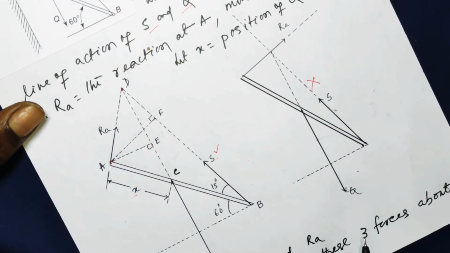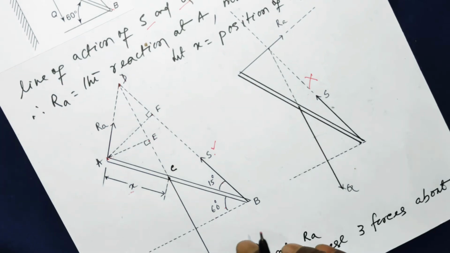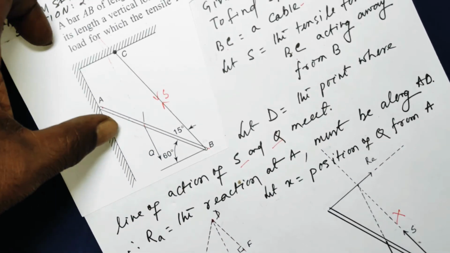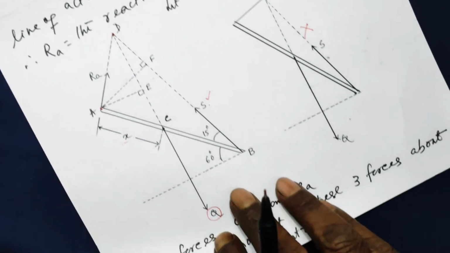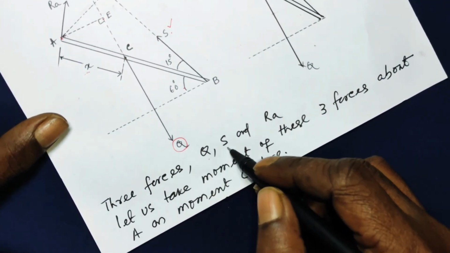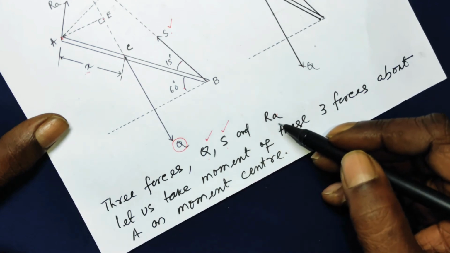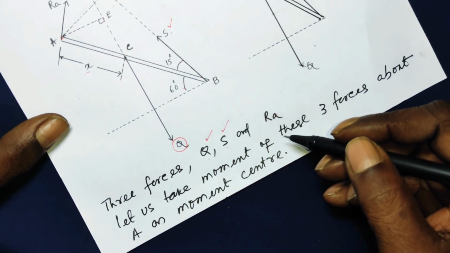Now what is given? This angle is given as 15 degrees, this angle is given as 60 degrees, as you can see in the original diagram. Now, there are three forces: Q, S and RA. The load Q, the axial force S developed in the cable BC.